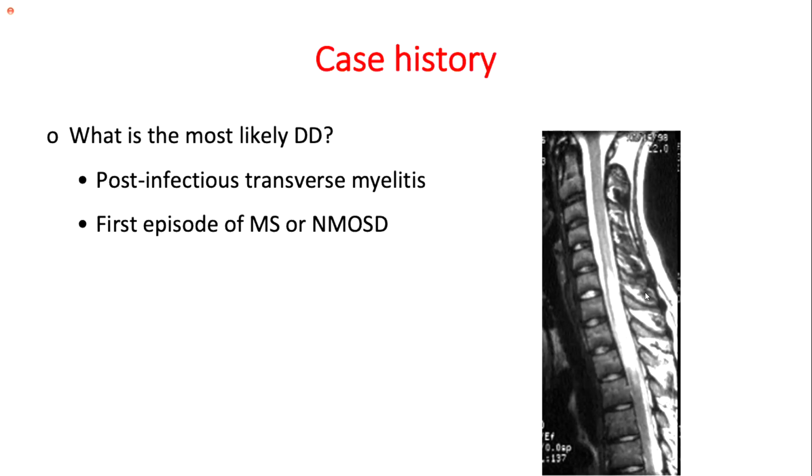Now here, at the exam also, you will say transverse myelitis and keep looking. What is the differential diagnosis? So if you go through the 7, you immediately get the MS and the NMOSD.